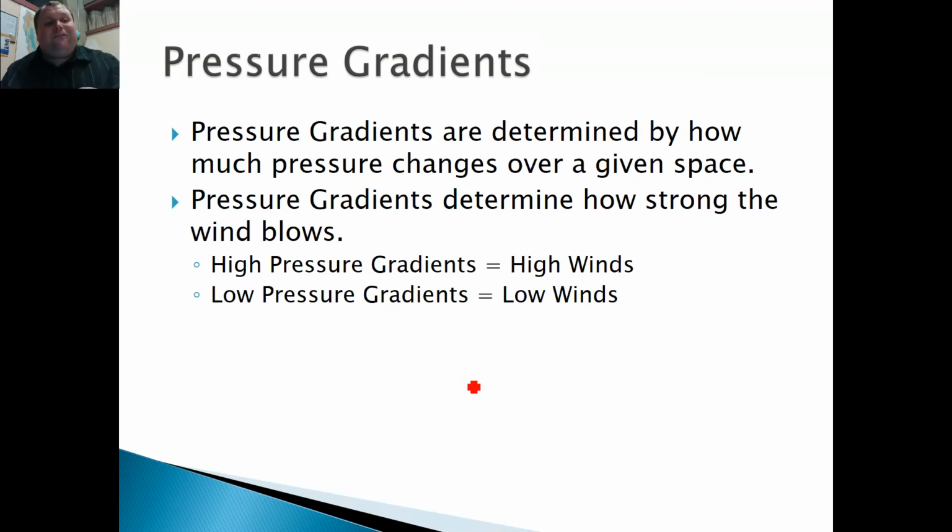If the pressure change is great, that means that there's a big difference in the weight of the air, which is going to create a large wind, a very fast wind. On the other hand, if it's very small, you're going to have a very weak wind, a very slow wind. So, how do we determine what a pressure gradient is?